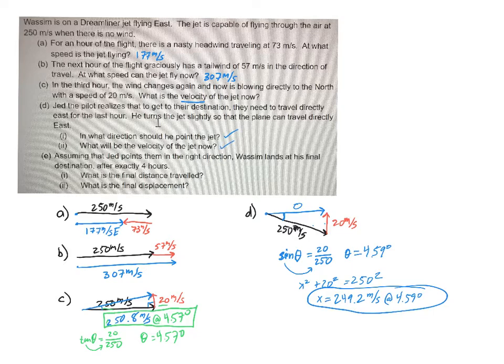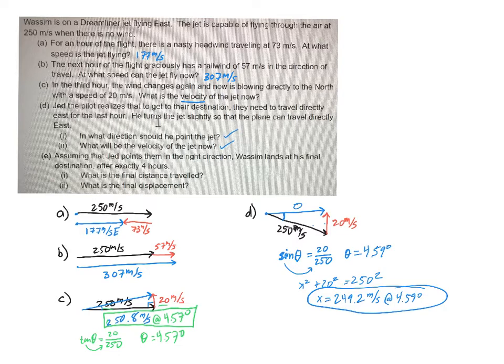Okay, there you go. So we've got the direction, because that was the 4.59 degrees, and we got the velocity, which is 249.2. Awesome. Letter E asks, assuming that Jed points them in the right direction, Wasim lands at his final destination after exactly 4 hours. What is the total distance traveled? Awesome. So distance traveled, that should be easy.